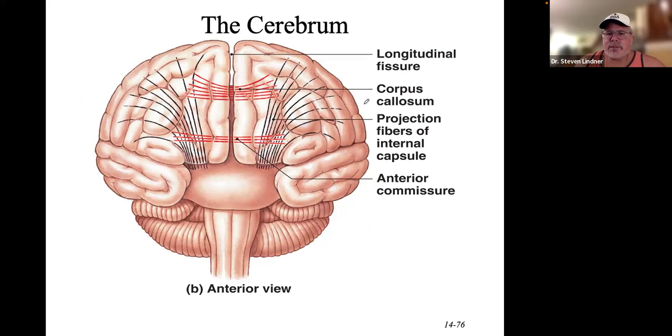Here is the corpus callosum. You can see these bands of white matter that connect left hemisphere to right hemisphere. So these two parts of the brain can talk to one another. And then you have these black lines. These are just projection fibers, of which one part of the brain on the same hemisphere can communicate with another part of the brain of the same hemisphere. So the brain has lots of neural networks that can talk to other centers of the brain on the same side or cross over to the opposite side.